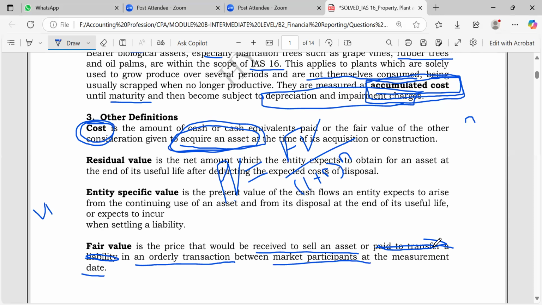You are deceiving me. 1 week ago, I went to the market and this was the price. No, that was the price at that date. And now the fair value is different, right? So there is an essence of saying at the measurement date. Now we have the two things here: orderly transaction and the market participants.